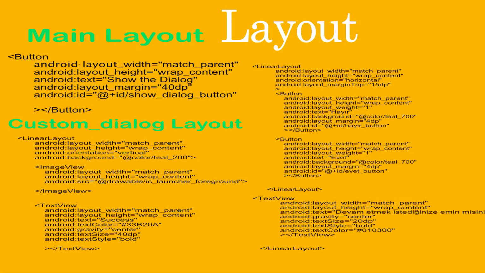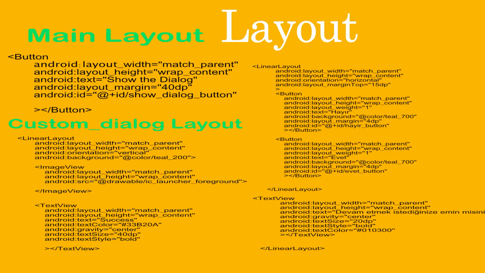First of all, let's start with the layout page. You can see our layout page. We have two layout pages: the main layout and the custom layout. The first layout has only one button. You can see our window on your computer, and the second one is the custom dialog layout. This page has two buttons and one image view.